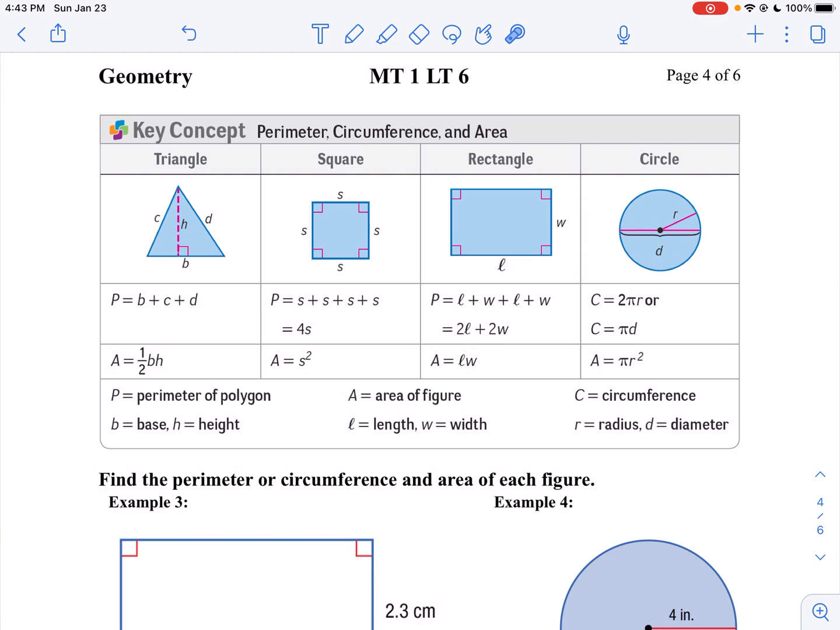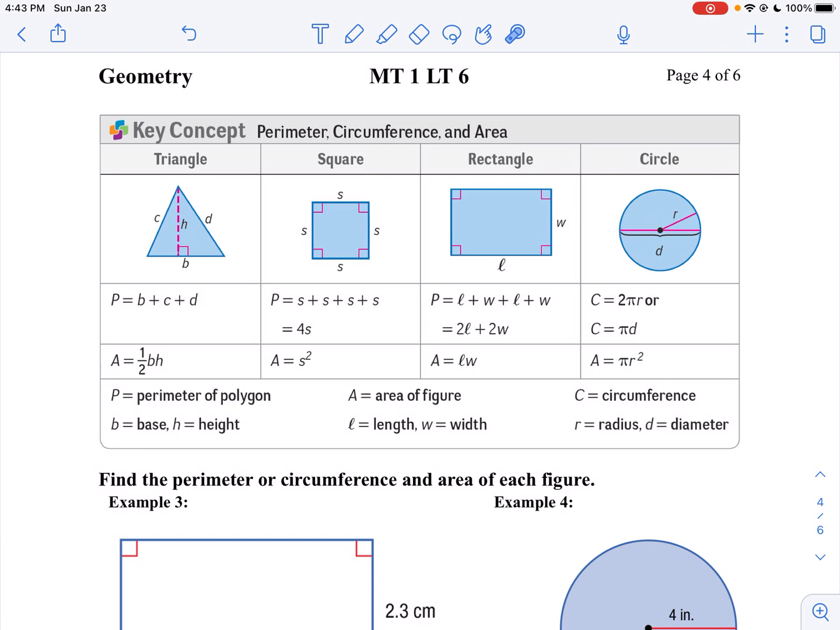A circle is not a polygon, so we don't say its perimeter, but circumference, which still means the distance around. There are 2 formulas you probably learned in middle school: 2 pi r, so 2 times pi times radius, or pi times d. Pi is about 3.14. That's what we'll use most of the time. And then we'll round our answer if we need to.